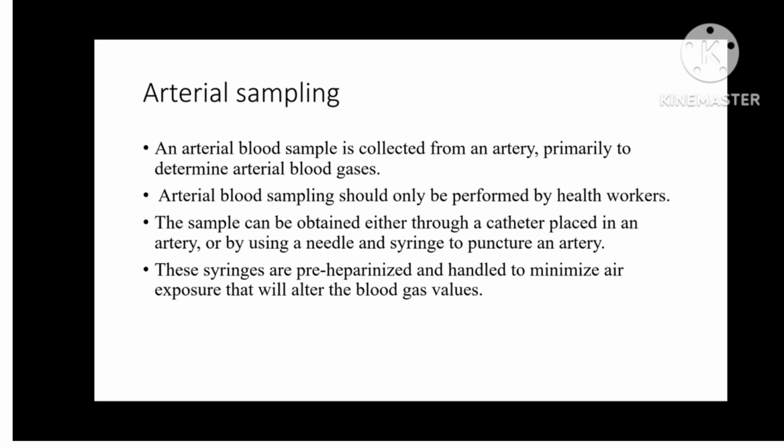An arterial blood sample is collected from an artery, primarily to determine arterial blood gases. Arterial blood samples should only be performed by health workers. The sample can be obtained either through a catheter placed in an artery or by using a needle and syringe to puncture an artery. These syringes are pre-heparinized and handled to minimize air exposure that will alter the blood gas values.